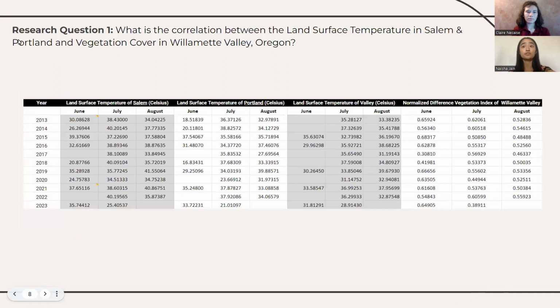On to our first research question, which essentially observes the correlation between the LST of two cities and NDVI of the valley. This data table holds all of the summer monthly averages for LST and NDVI for these three locations, and this data came from Google Earth Engine.